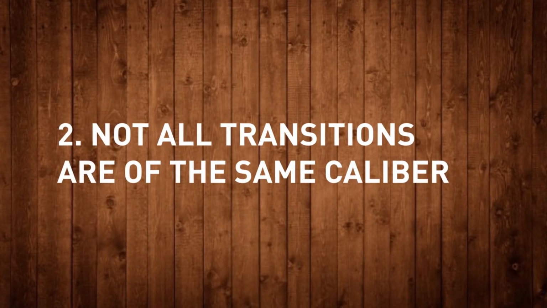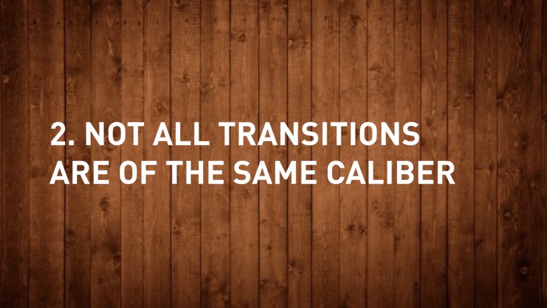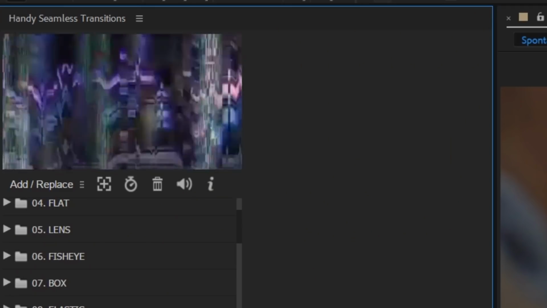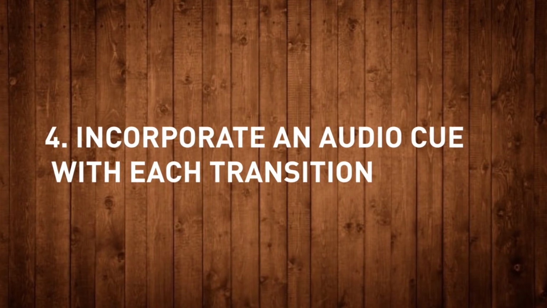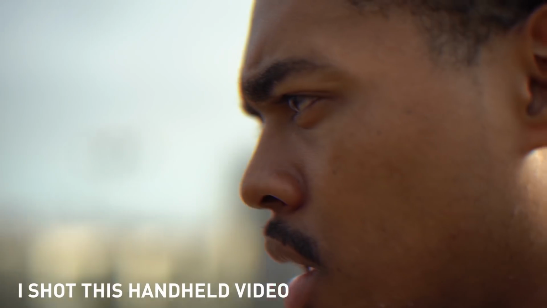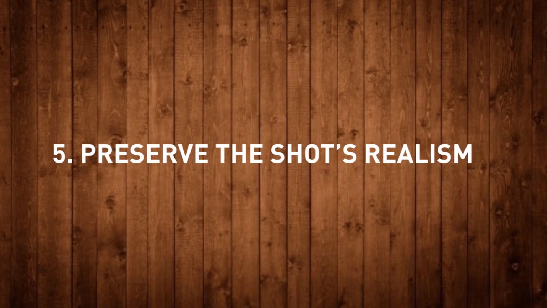Number two, not all the available transition categories are of the same caliber. For example, you'll see me pull from the distortion category a ton, and not so much from the glitch or kaleidoscope categories. I just don't like them as much. Number three, make sure that the transition is in sync with the beat of the song. Number four, incorporate an audio cue with each transition, like say a whoosh sound effect. Number five, make sure that each transition preserves and does not destroy the realism of each shot.